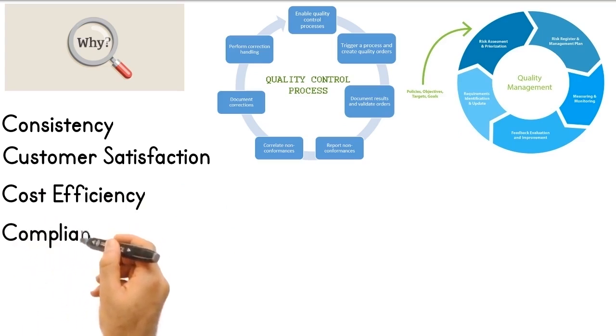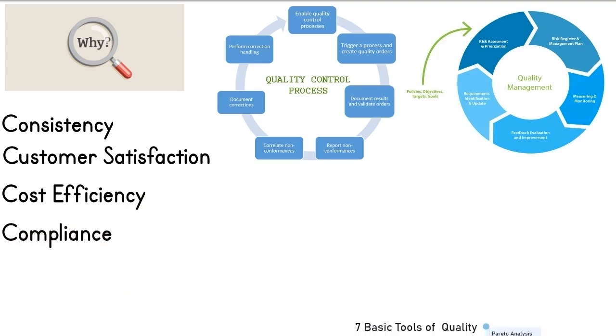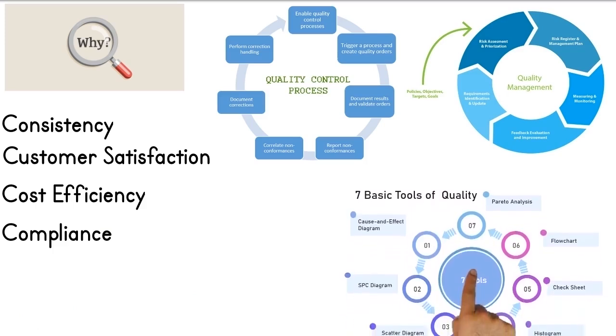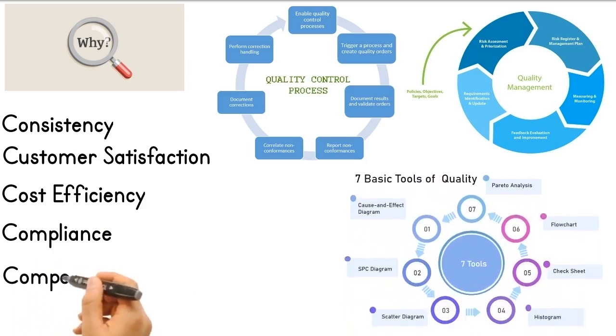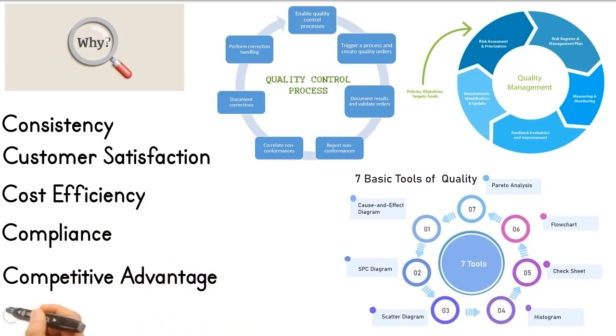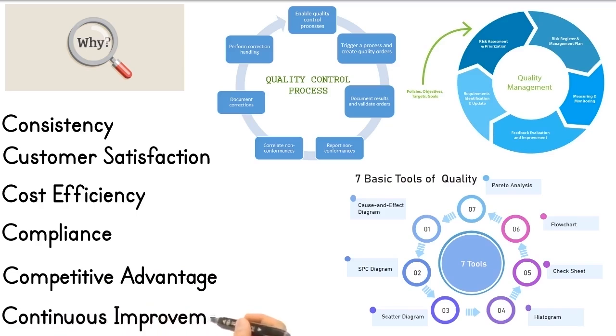Quality and process control help organizations meet industry regulations and standards, avoiding legal issues and penalties. Consistently delivering high-quality products or services enables companies to differentiate themselves in the market and attract more customers. These initiatives allow for ongoing monitoring and improvement of operations, helping companies adapt to changing market needs.